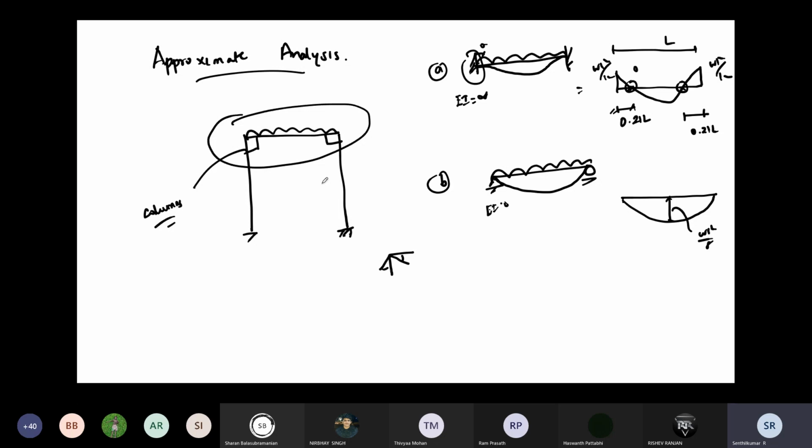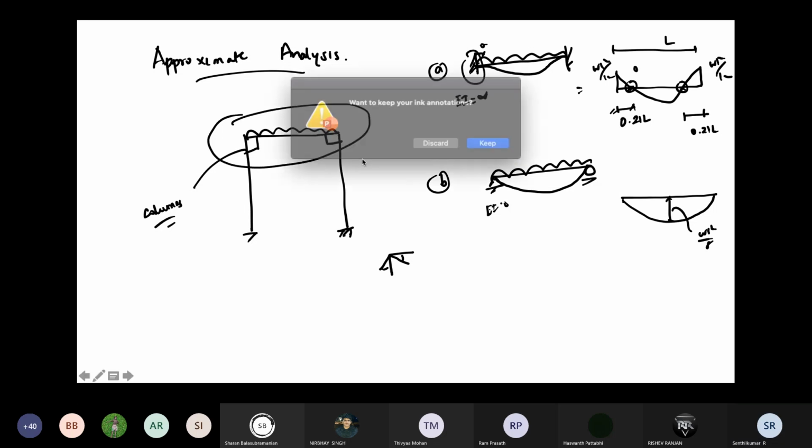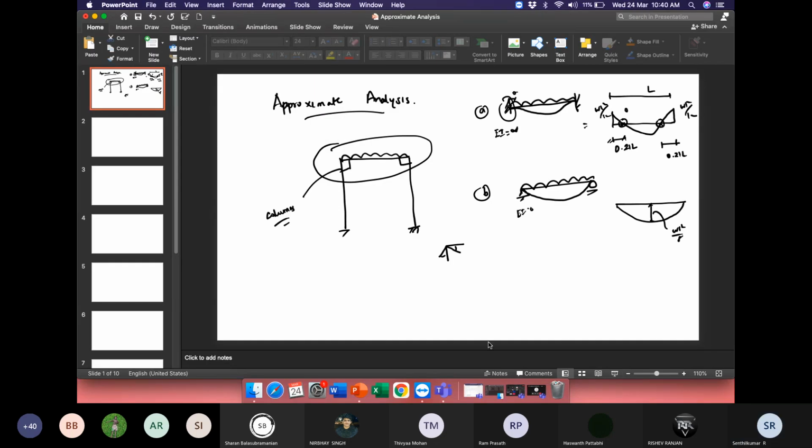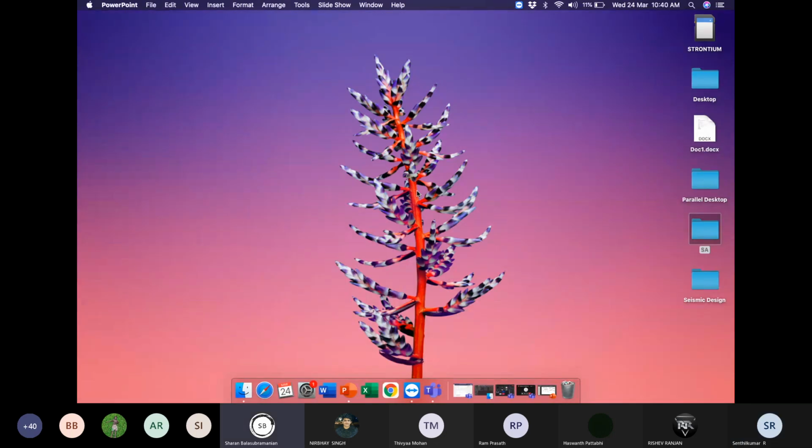All of you know what is the difference between pin and fixed, right? Do you know the difference between pin and fix? In fixed, rotation won't be allowed. How will it be there?